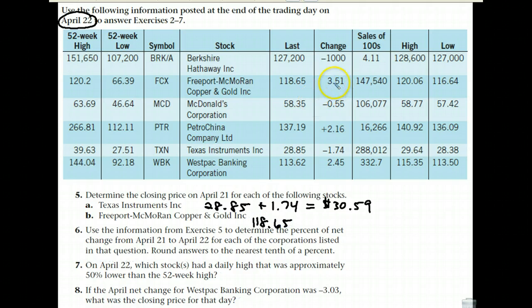And now that's up $3.51. So if you think about what we did in part A, when it was down, that means we had to add back to this. Well, now since this is up, this is an increase from yesterday's. So to get yesterday's, we've got to take that number away. So we're going to subtract 3.51, giving you a closing price of 115.14. All right, so that's how we calculate those closing prices.